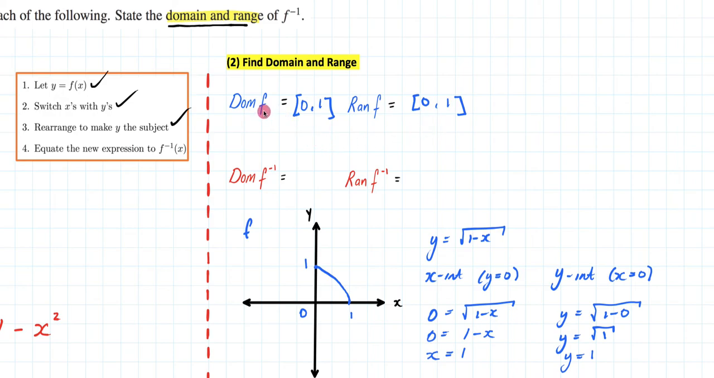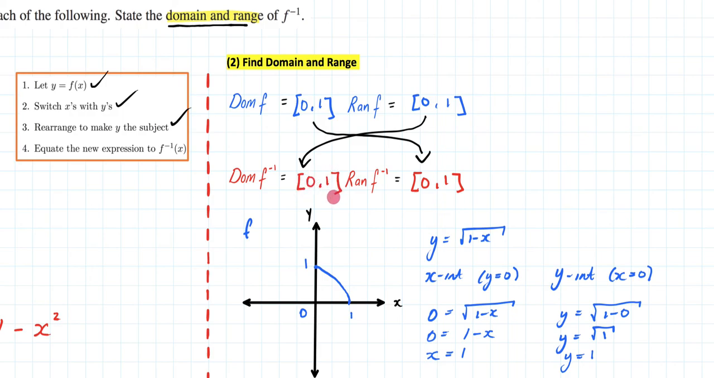Now we've found my domain of f and my range of f. We know that the domain of f is going to be the range of the inverse, and we know that the range of f will be the domain of the inverse. Hopefully I said that right. But as you can see, it's going to switch. So this will be 0, 1, and this will be 0, 1. So they're actually the same.